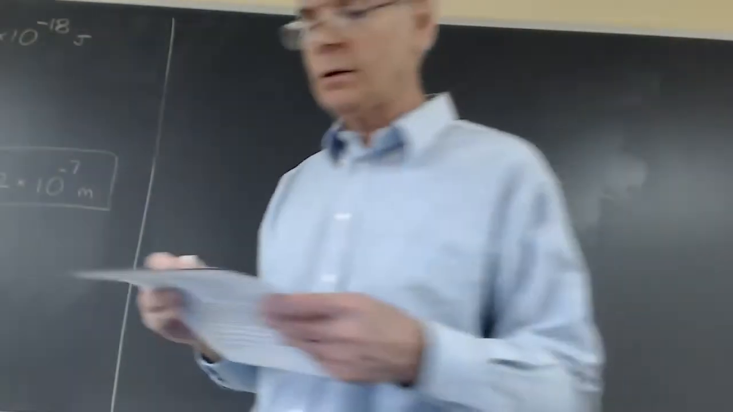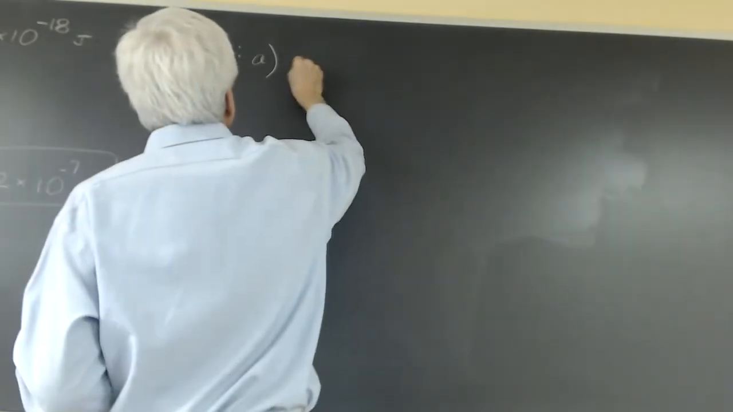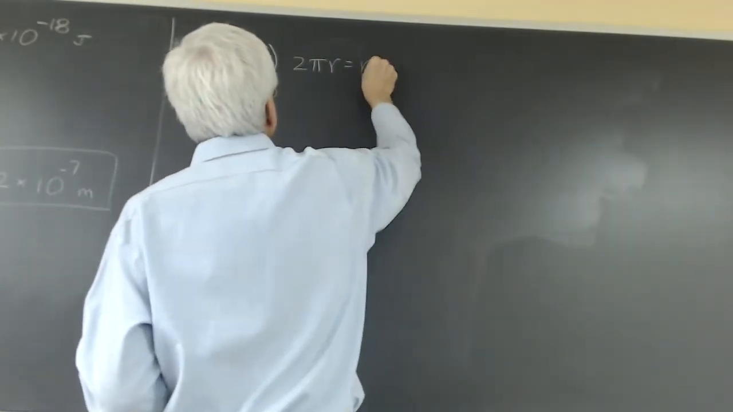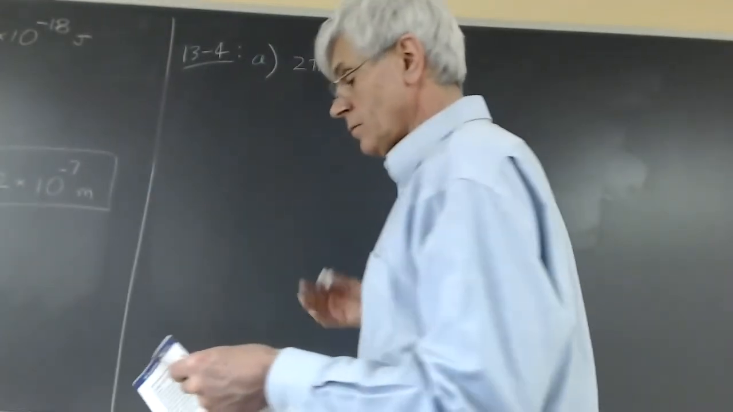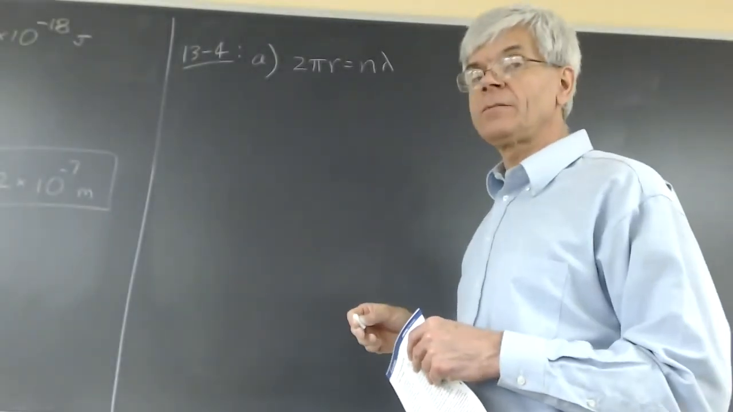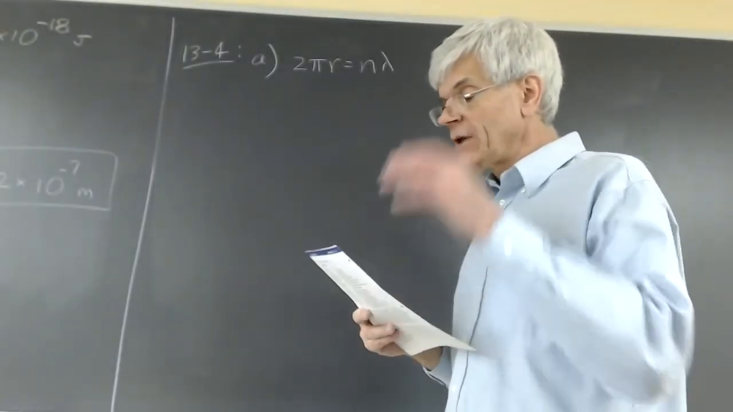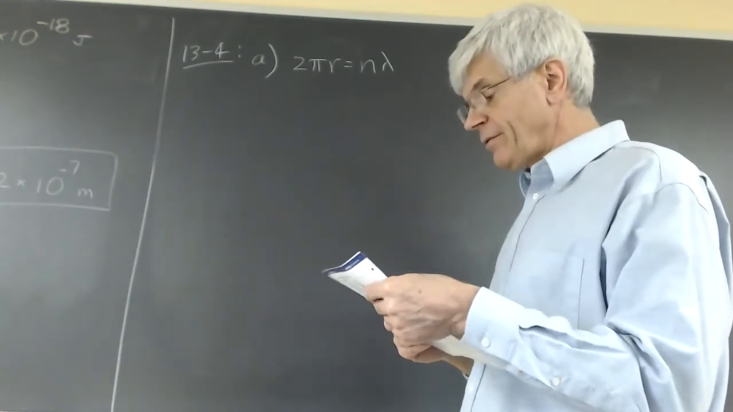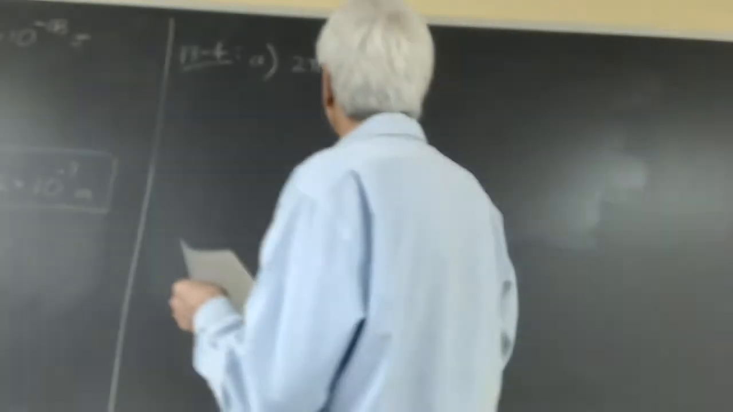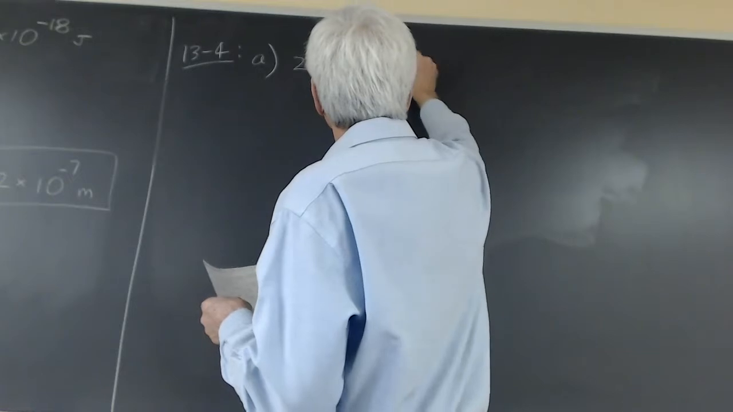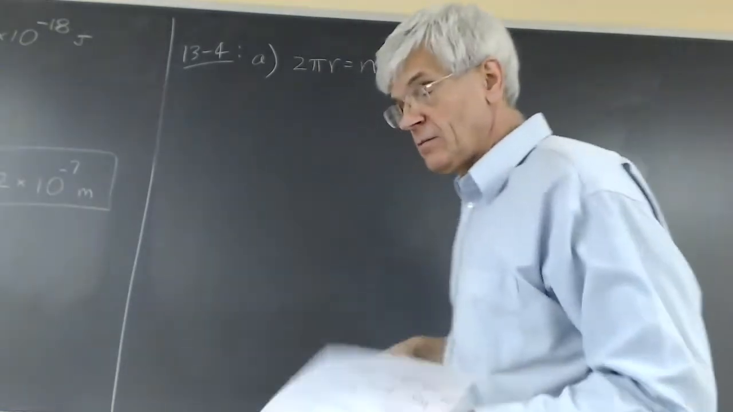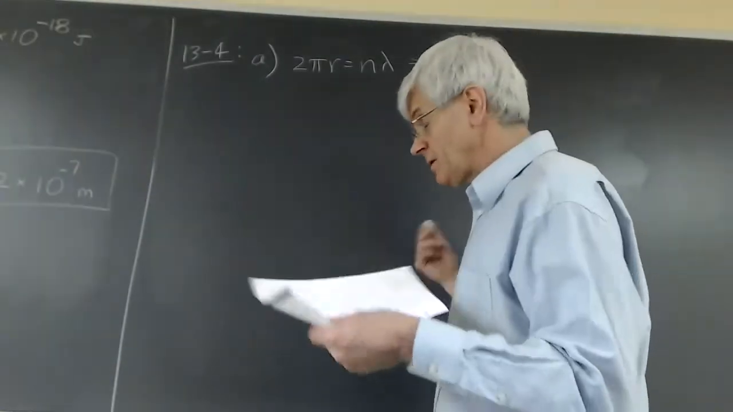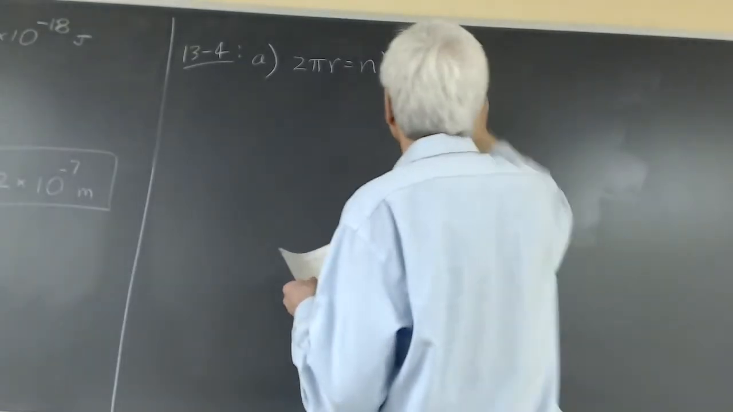Number 4. Once again, circumference of the orbit equals a whole number of wavelengths, that whole number being 3 this time. So as usual, you can put in the numbers first and then do the algebra, or you can do the algebra first. You know, I did the algebra first.